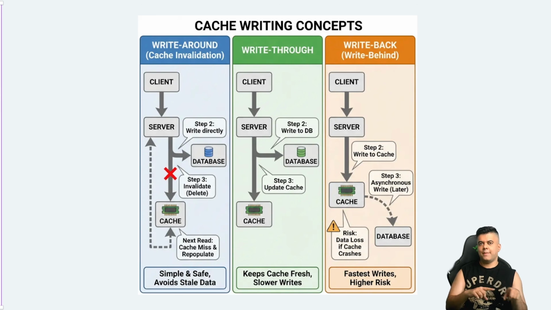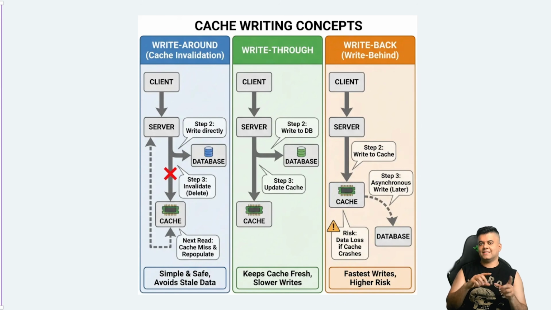This keeps the cache up to date immediately, but it adds latency to writes because now you're doing 2 operations instead of 1. So what you need to remember here is write through keeps the cache fresh, but it's slower. Write around is faster for writes, but the cache might be stale until the next read.